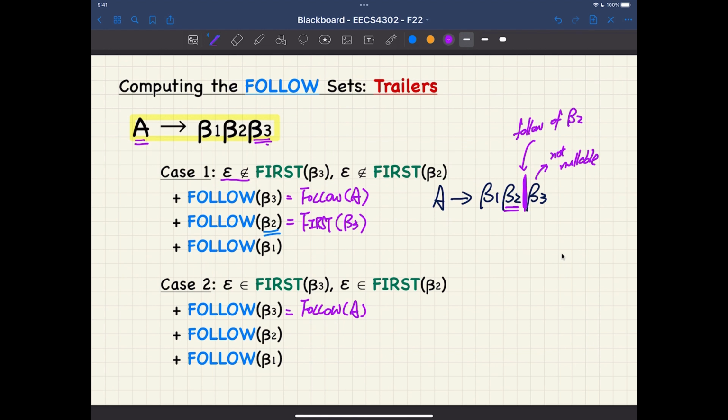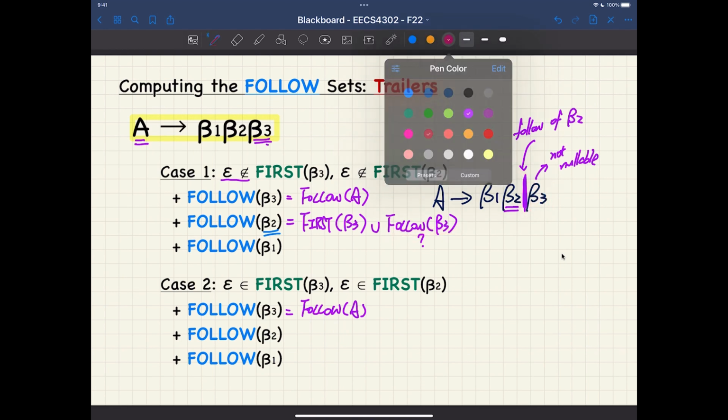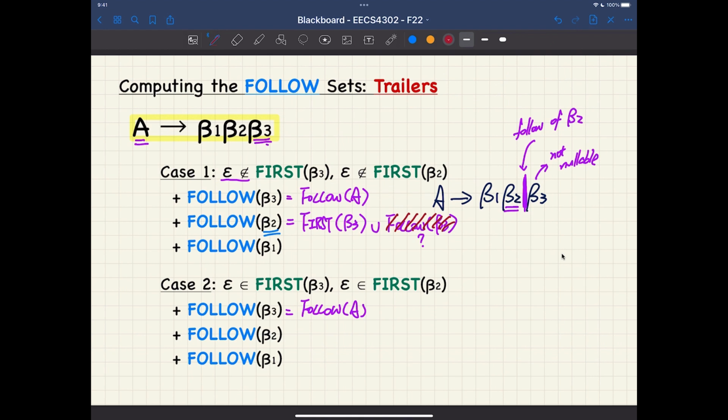Okay? Now, question is, should we union that with the follow of beta 3? This is a question mark. Right? We shouldn't in this case, because given that beta 3 is not nullable, there's no possibility of beta 3 to become null. In that case, what follows beta 3 is not relevant to what can follow beta 2. Right? That's kind of the logic you want to get through in your mind. So we don't include this. I wrote it there just so that you may want to consider it in some cases.